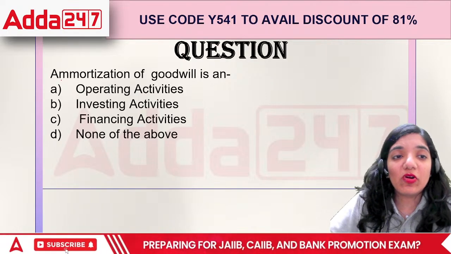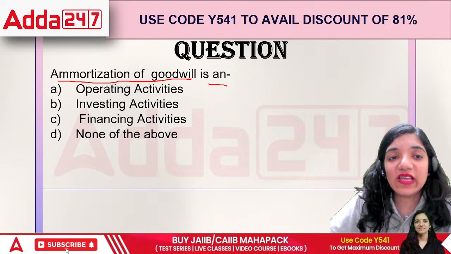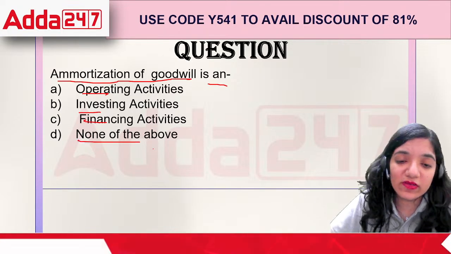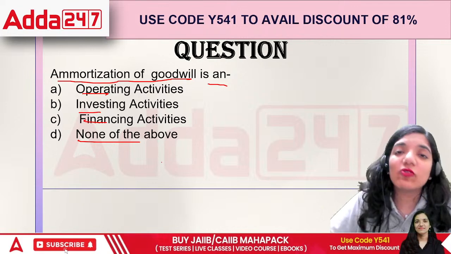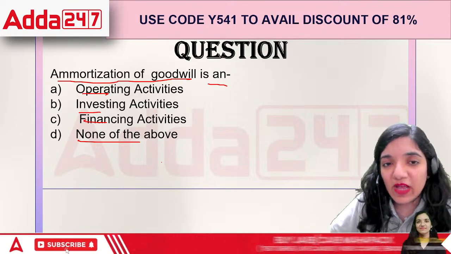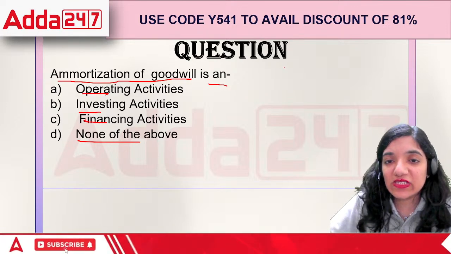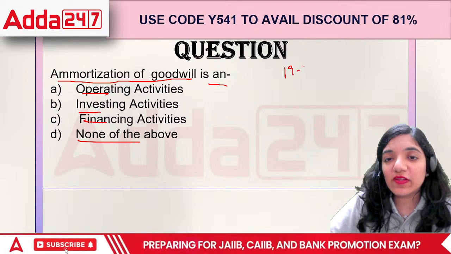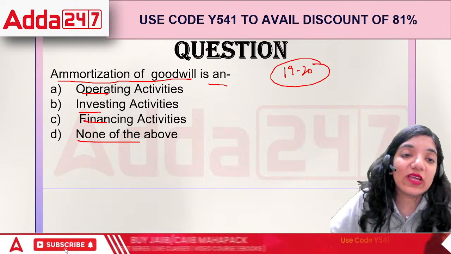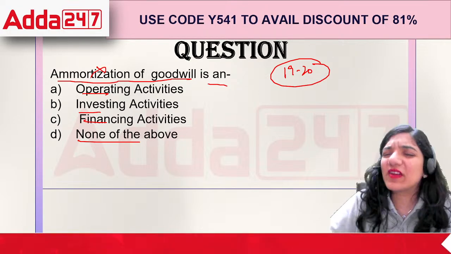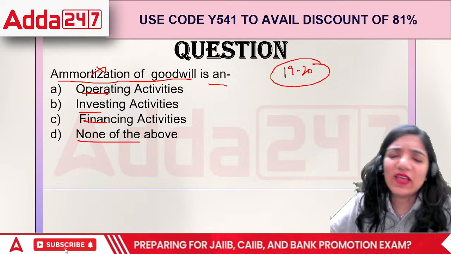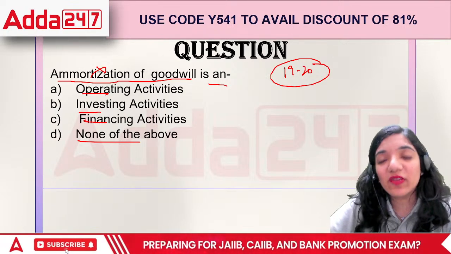Then comes amortization of goodwill: is it operating, investing, financing, or none of the above? Goodwill was there earlier, but after the year 1920, amortization of goodwill has been removed. In terms of the income tax department, accounting is still considering it. Maybe in a few years this will also be gone from the concepts.